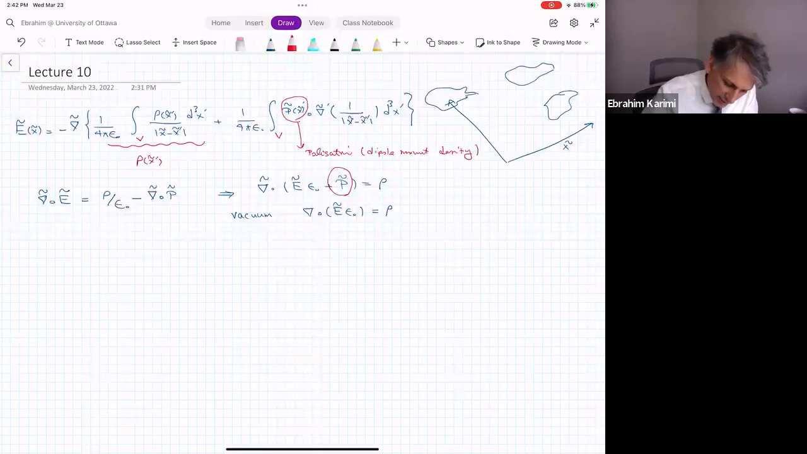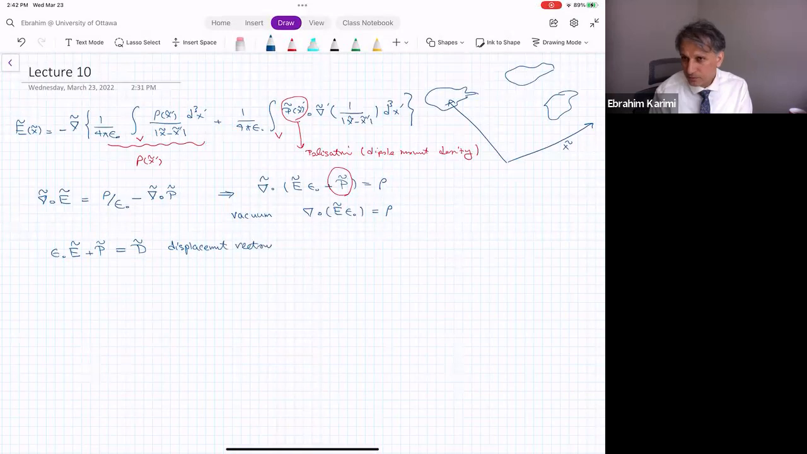We say that this expression, epsilon 0 E plus P, we call another vector, which is very important: the displacement vector, or electric field displacement vector. And then we write Gauss's law for material as the divergence of D equal to rho. That's a definition, by the way.